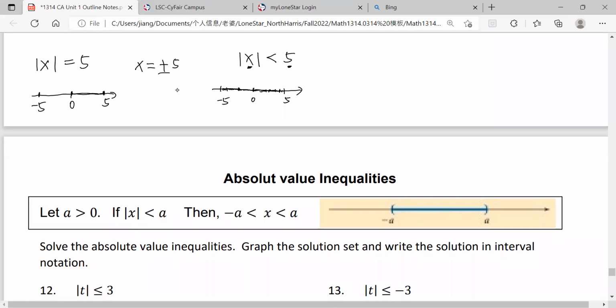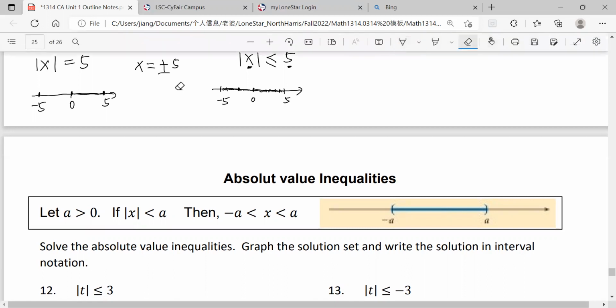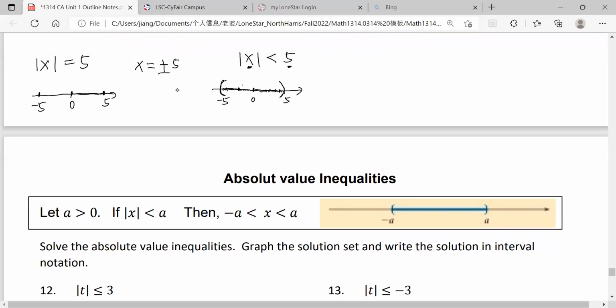And 5 and -5 are not included because here it doesn't have an equal sign. So how do I draw it on the number line? I can use parentheses to contain this interval and then highlight between -5 and 5. That means I can choose any number between -5 and 5. In interval notation, I use parentheses, -5 and 5. That means I could choose a point between -5 and 5.